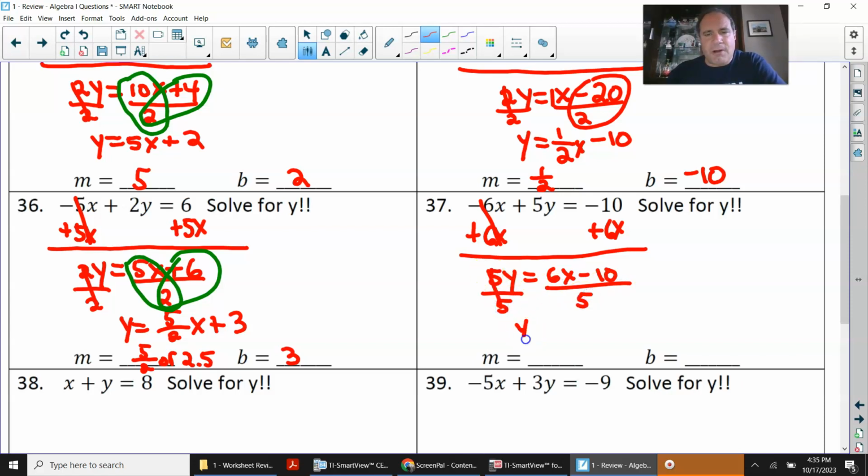This cancels. You get y equals. You see this fraction? I'm going to keep this fraction, this positive 6 over 5. I'm going to keep that as a fraction, 6 over 5x. And then I'm going to put negative 10 divided by 5 is a negative 2. So the slope is 6 over 5, and the y-intercept is negative 2.